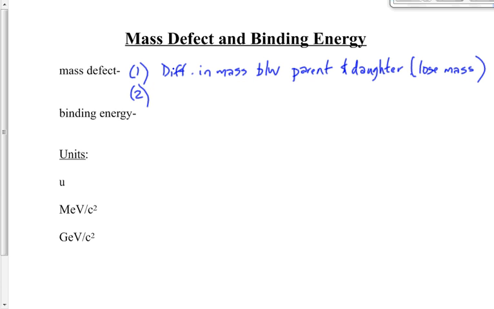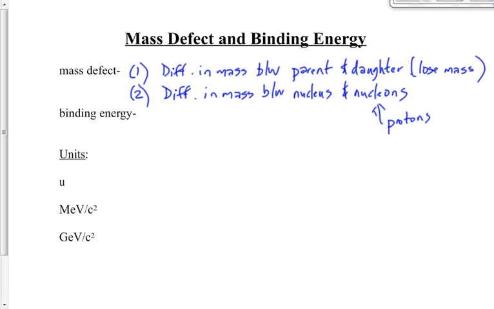It's the difference in mass between the nucleus and nucleons. What's a nucleon? It's a proton and neutron. A proton is a nucleon. A neutron is a nucleon. Now, boy, this really doesn't seem to make sense. If the first definition doesn't make sense, hey, we lose mass in this reaction. How do we lose mass in the reaction? If that doesn't make sense, think about the second one.